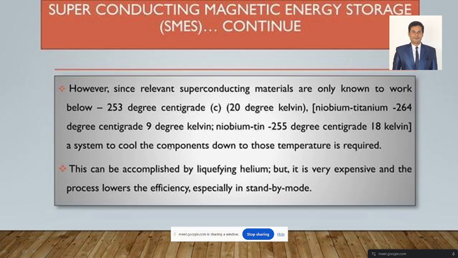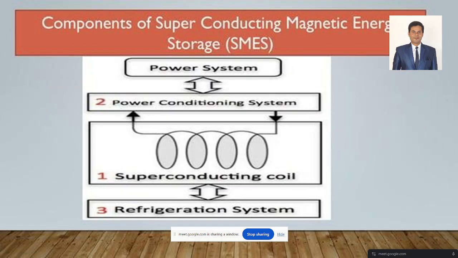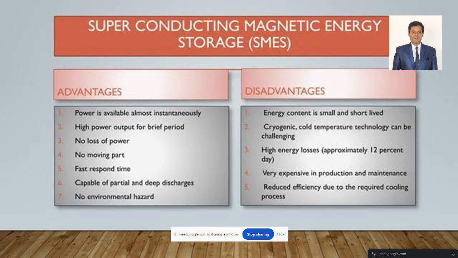And we have a system to bring the various components down to the rated temperature levels required to make the conducting materials superconducting, right? This can be done by liquefying helium, but it is very expensive, and the process lowers the efficiency. That's why we especially rely on other modes of generation for storing energy, right? So this is actually the system.